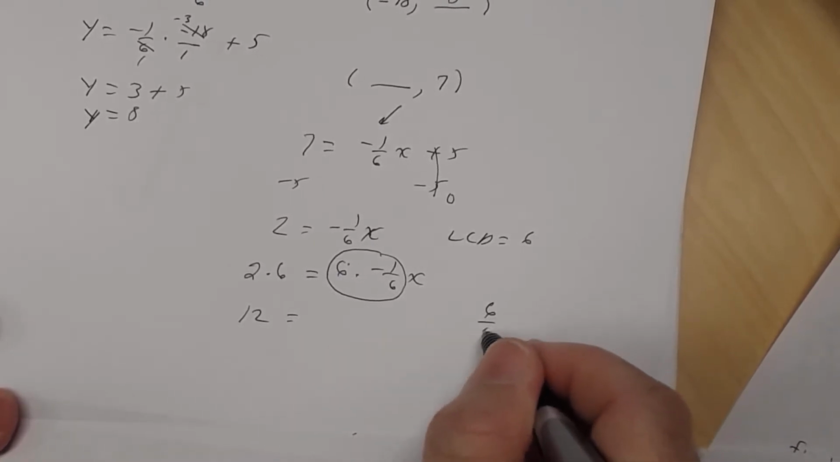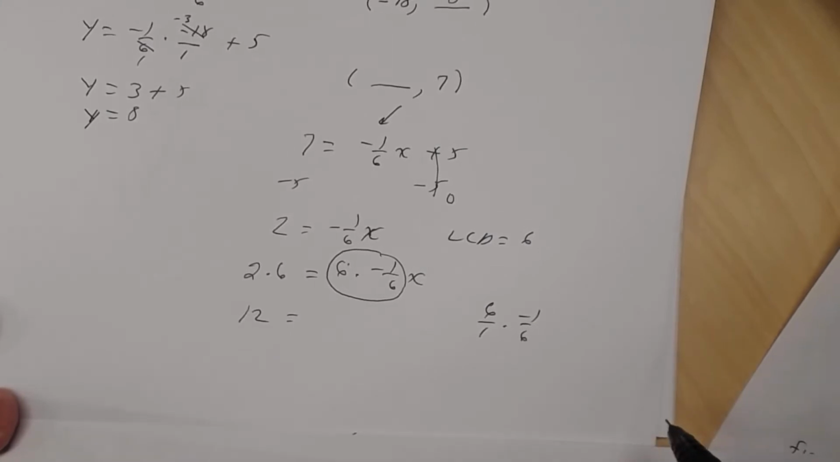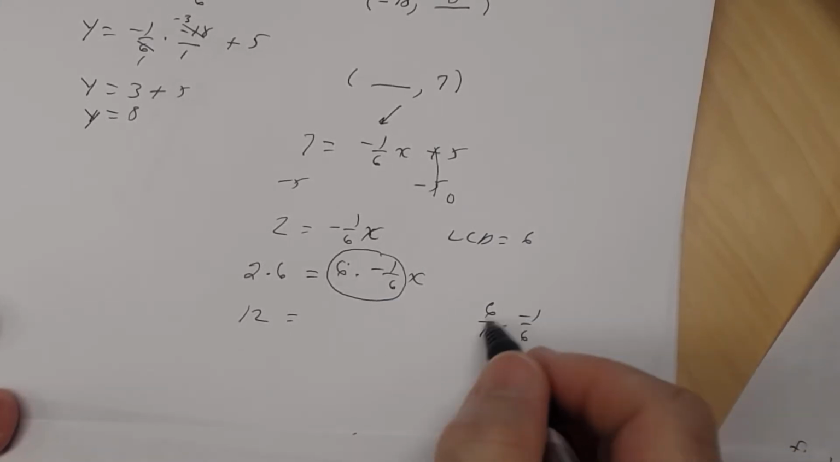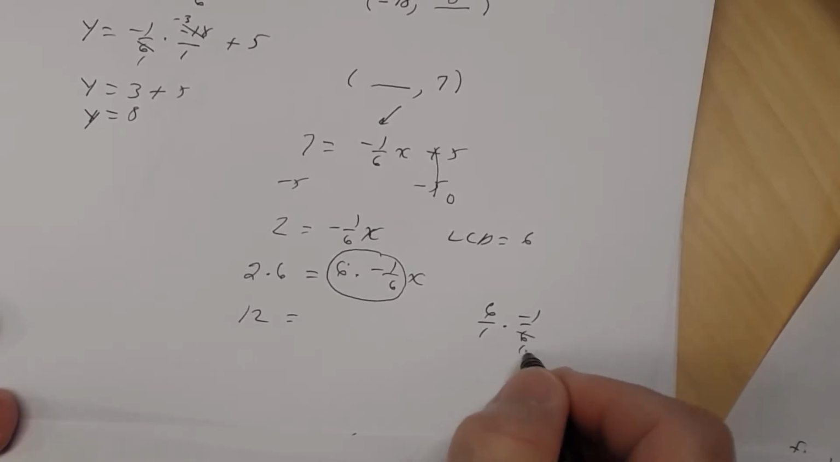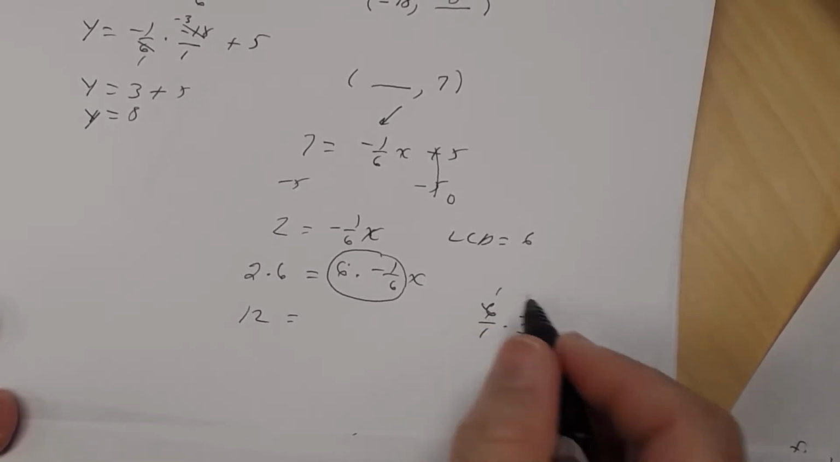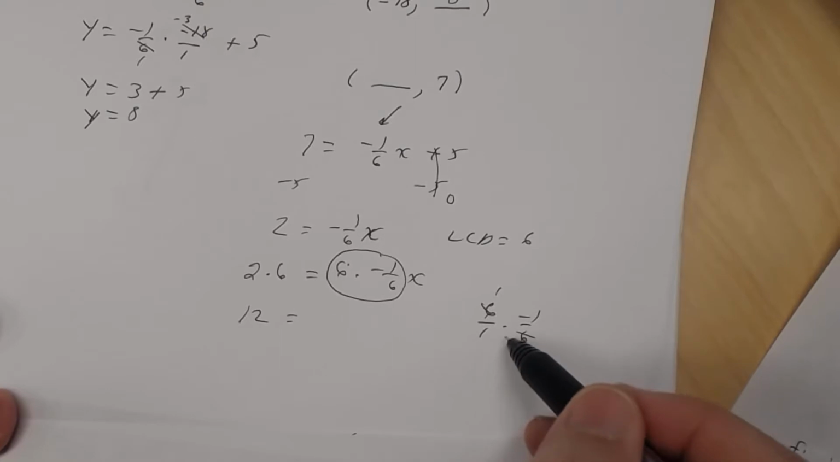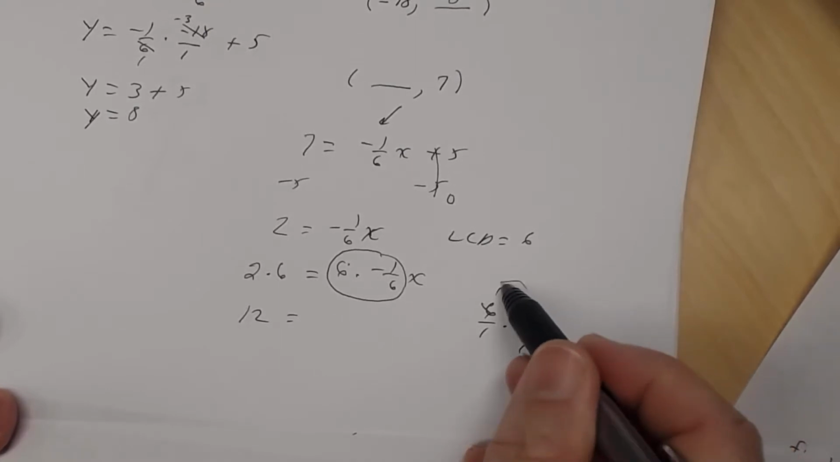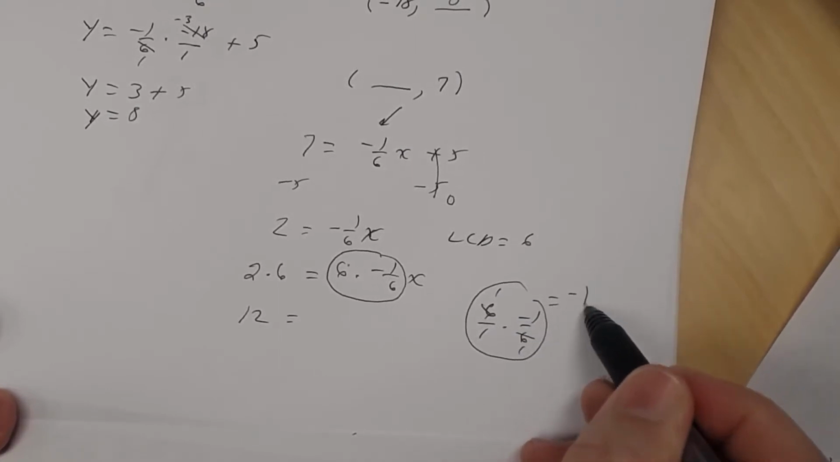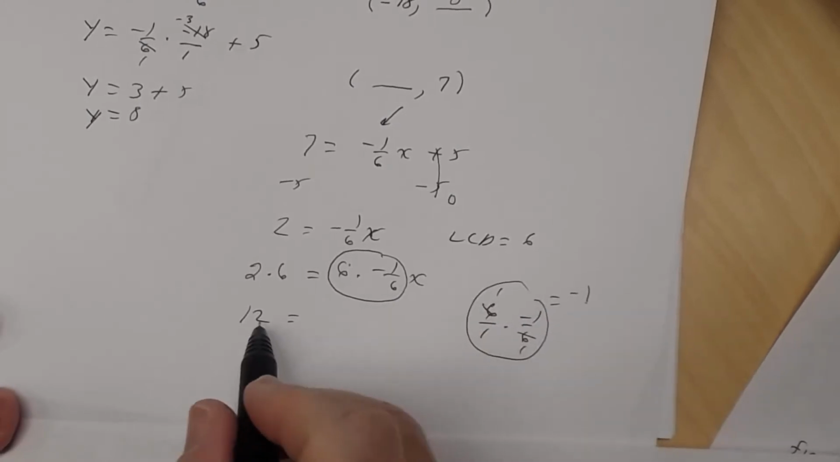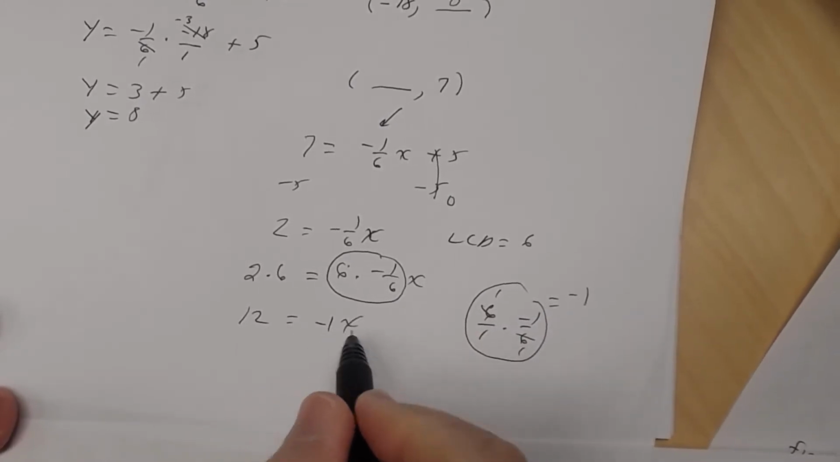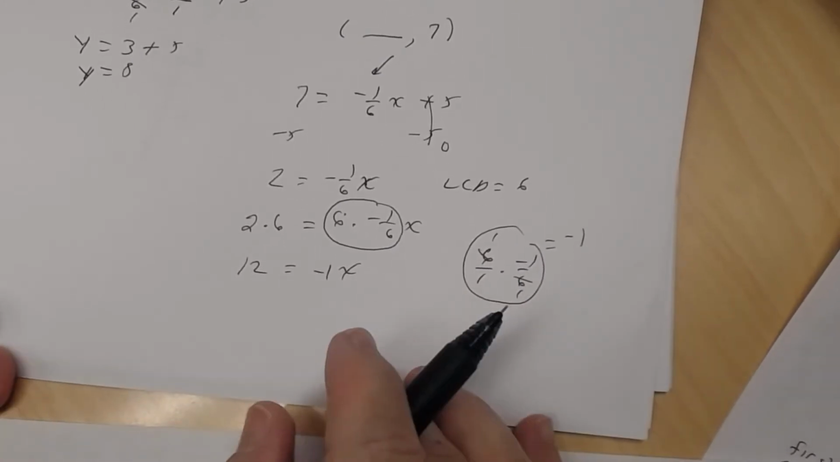I have 6 over 1 times a negative 1/6. That's what I have. That's what this is. So let's go ahead and multiply these two fractions. So I'm going to reduce first. So 6 and 6 is 1. 6 and 6 is 1. 1 times a negative 1 is a negative 1. That's what that equals. So this becomes right here 12 equals negative 1x, or just negative x.